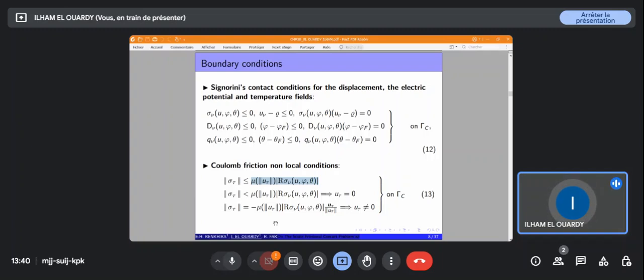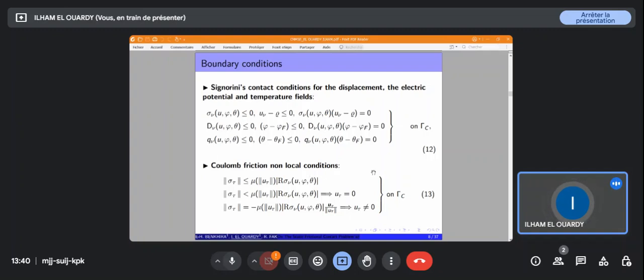Therefore, this condition physically means that as long as the norm of tangential stress is less than the friction threshold, then the body does not slip on the obstacle. So the tangential displacement is equal to zero. And when this threshold is reached, then the body starts to slide horizontally on the obstacle, and its displacement occurs in the same direction but in the opposite movement of the obstacle.